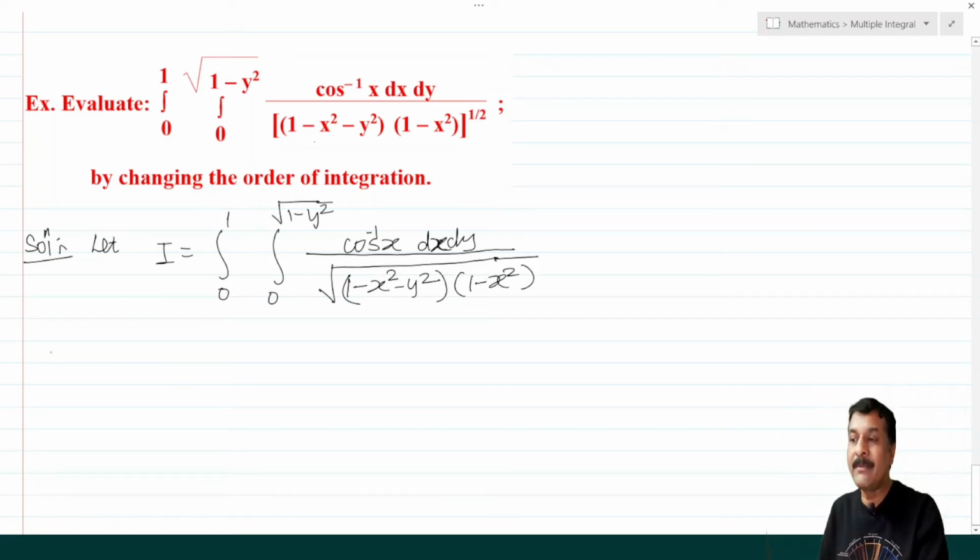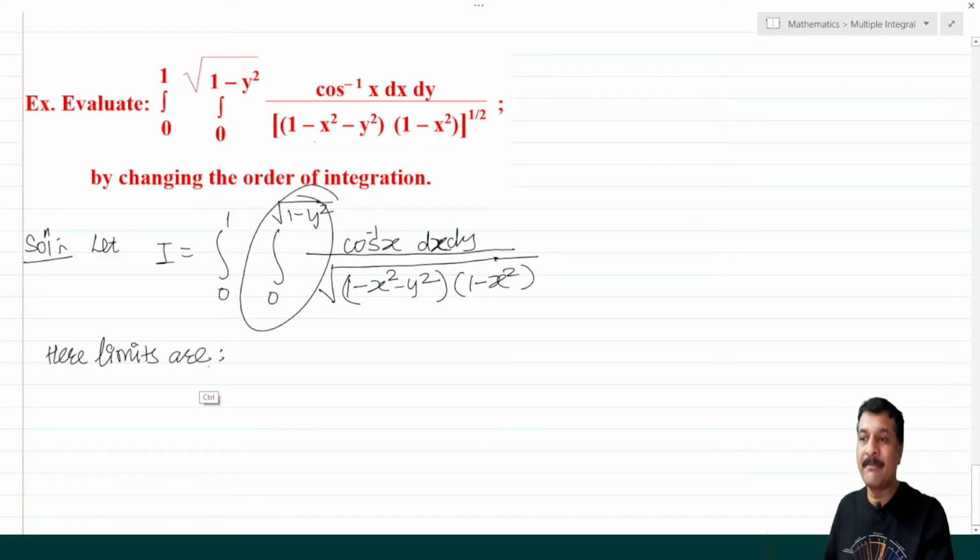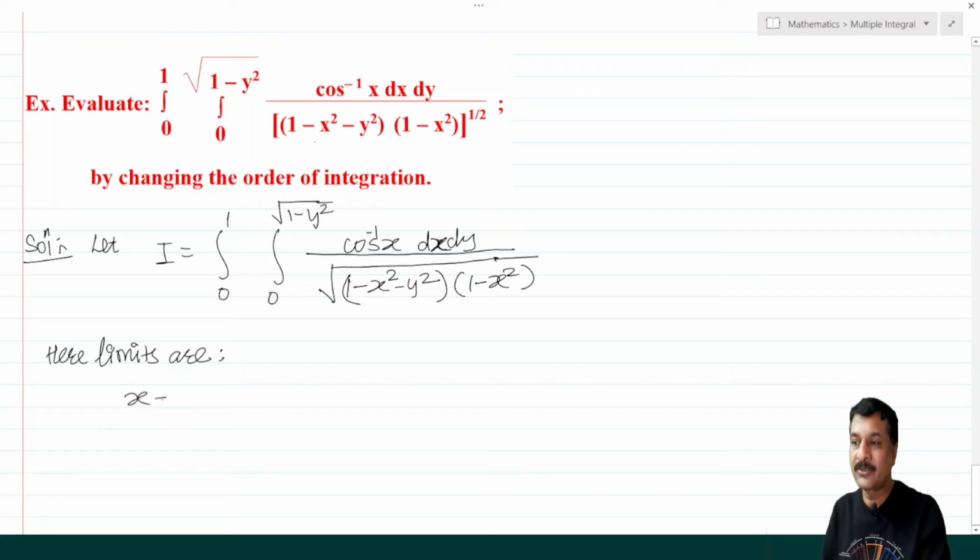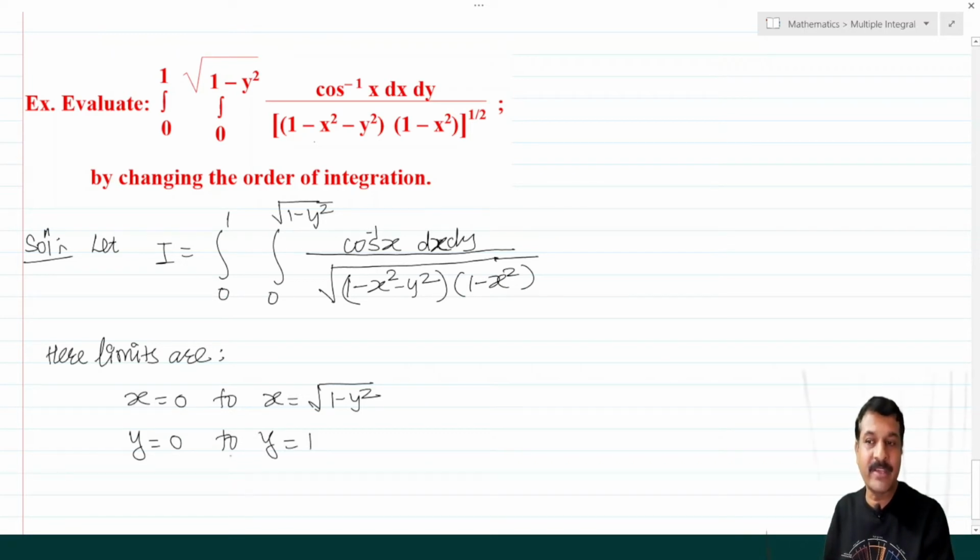So what are the given limits? Here it contains y, which means these are the limits of x. So x equal to 0 to x equal to under root of 1 minus y square, and the remaining y equal to 0 to y equal to 1. So there are 4 equations. How many contain both variables? There is one equation that contains both.